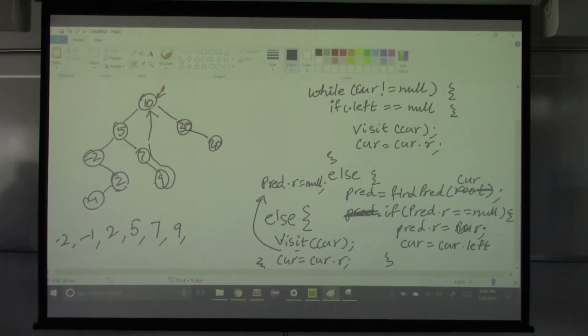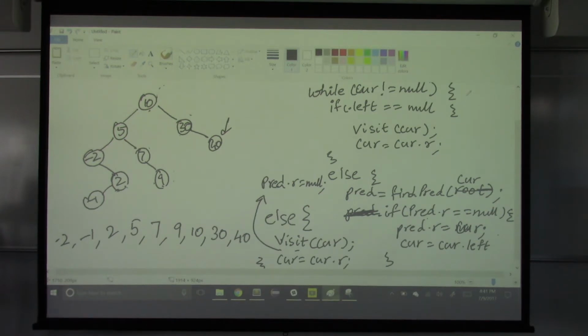No. So I go into this else. What is the predecessor of 10? The predecessor of 10 is 9. Is 9's right null? No. So I go into this else. So I visit 10, and I remove this connection. And I make cur equals cur.right. And 30's left is null, so I just visit it and then move right. And 40's left is null, so I just visit it. And 40's right is null, so this while loop exits.